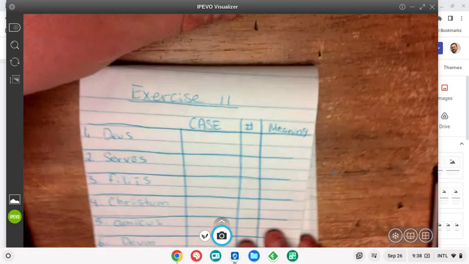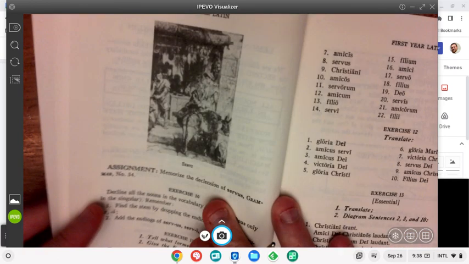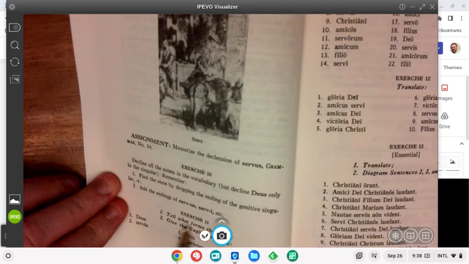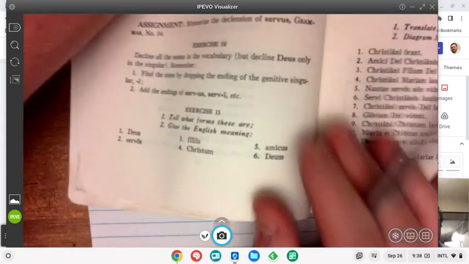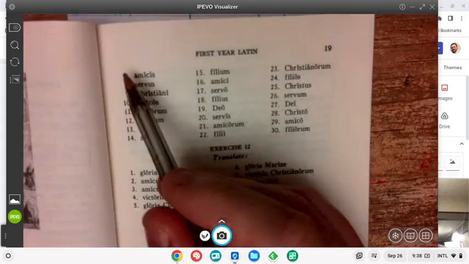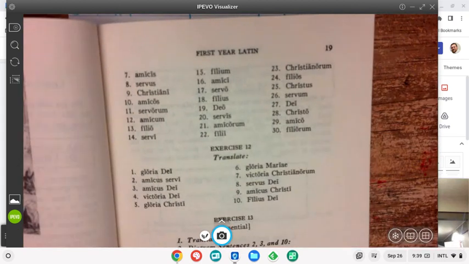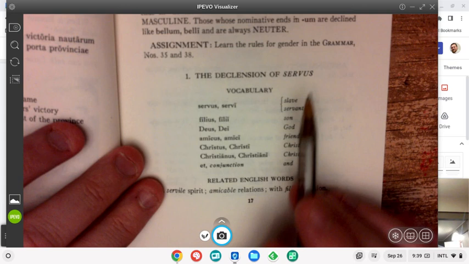This is a video on exercise 11 for the second declension masculine. And just so you can see where we are, beginning on page 18, exercise 11 begins with these 6 words here on this page. So you did an exercise like this as part of the first declension, and then of course it continues down to 30. And these are various words that were on your second declension vocab list.